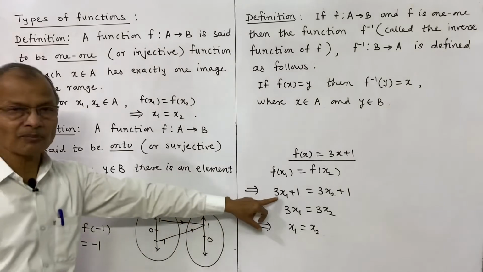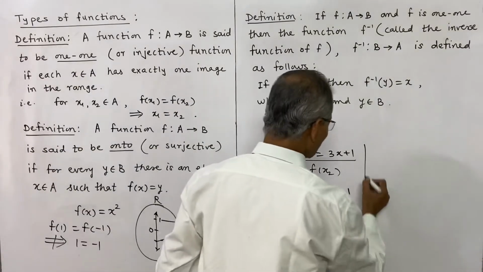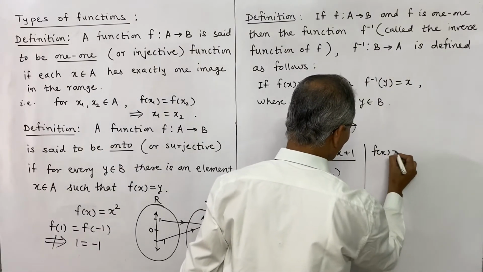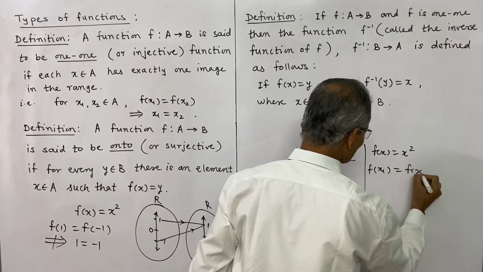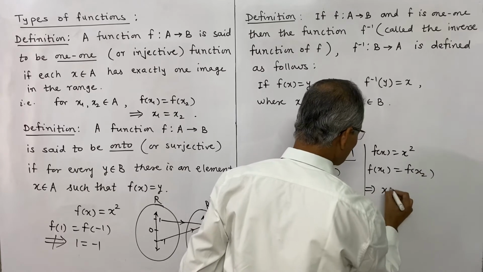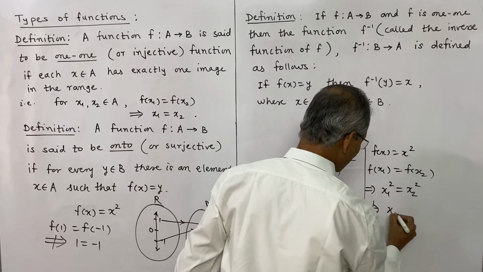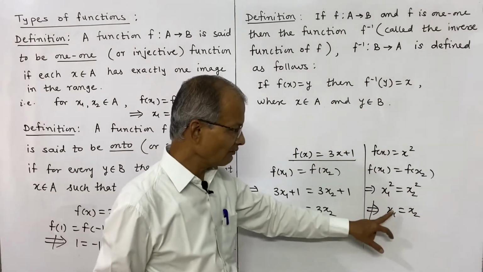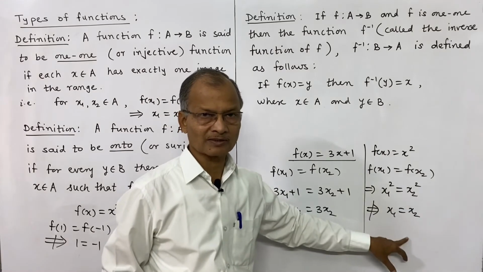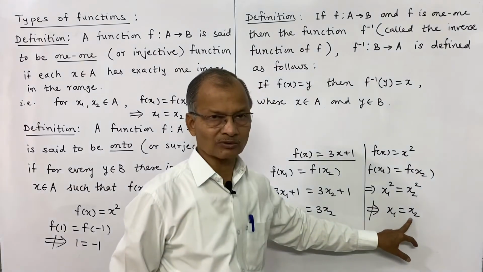So this is an example of a 1-1 function, but this is not a 1-1 function, because for f of x equal to x square, f of x1 equal to f of x2 will imply x1 square is equal to x2 square, but this doesn't imply x1 is equal to x2, because if you take the root, then x1 has the possibility of plus or minus, and therefore this does not imply x1 is equal to x2.